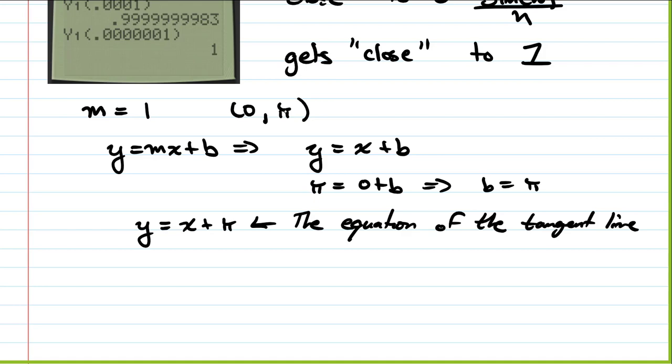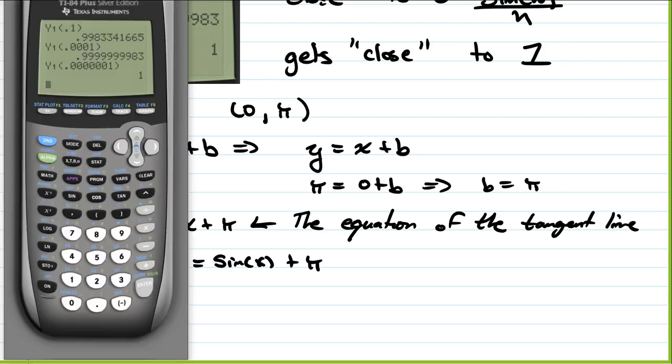So now let's graph our original function. Our original function f of x was sine of x plus pi. So let's grab our graphing calculator. And if we just put in sine of x plus pi, and then we're going to graph our tangent line, which is x plus pi.